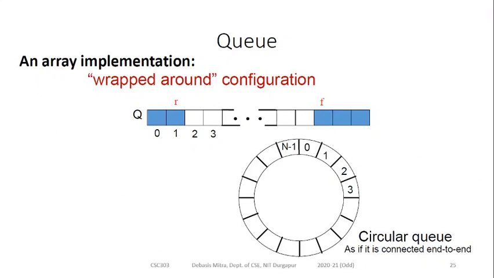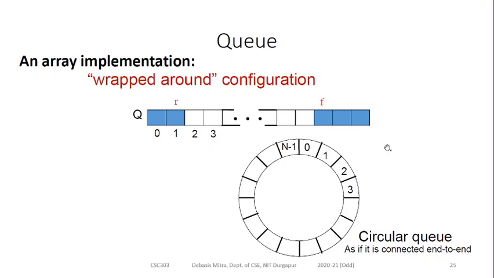Or popularly a circular queue. So the circular queue is basically, the circular structure is logical. Actually, it is implemented using a linear array. Array is always going to be linear, and in memory also. It will be linearly stored.